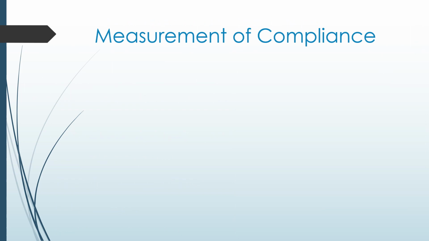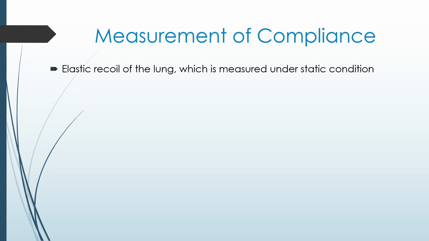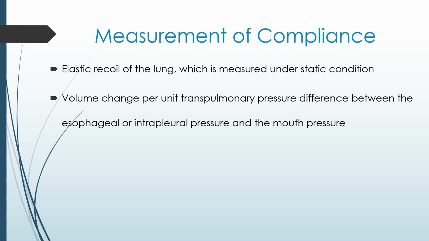Measurement of compliance. The elastic recoiling of the lung, which is measured under static condition, is called compliance. It is the volume change per unit transpulmonary pressure difference between the esophageal or intrapleural pressure and the mouth pressure.